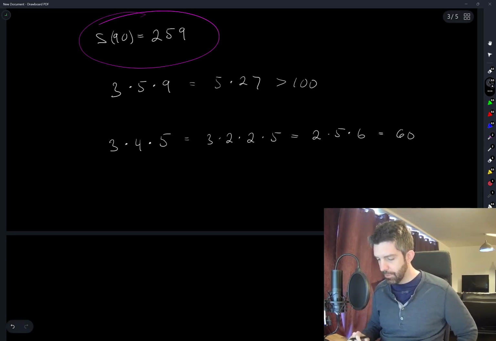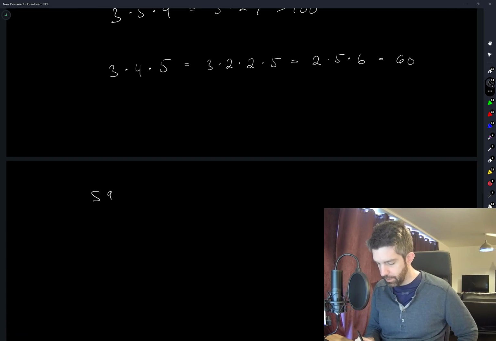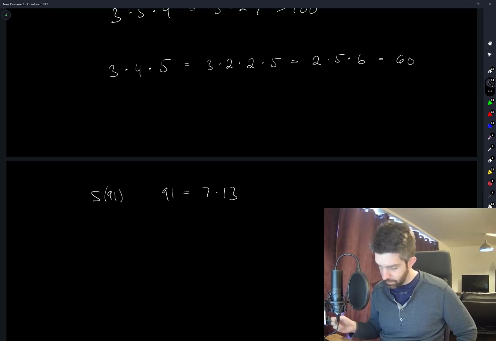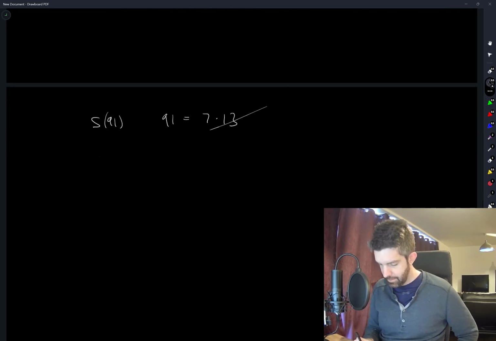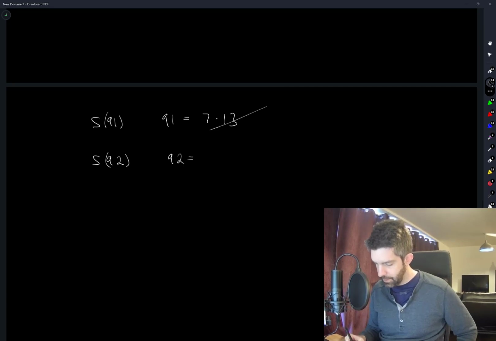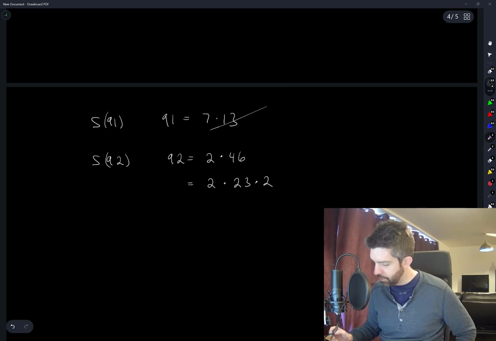I'm just going to check quickly the numbers greater than 90. So what is S of 91? 91 is equal to 7 times 13. Okay, so that can't work because of the 13. S of 92. 92 is equal to 2 times 46, which is equal to 2 times 23 times 2. So again, we have a problem because 23 is a 2-digit prime.